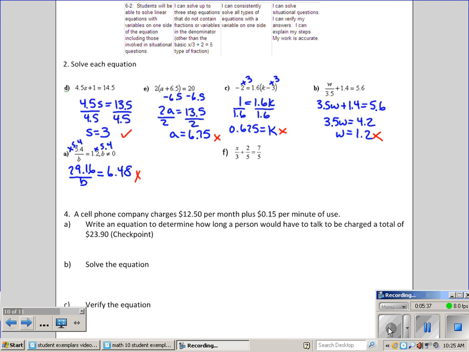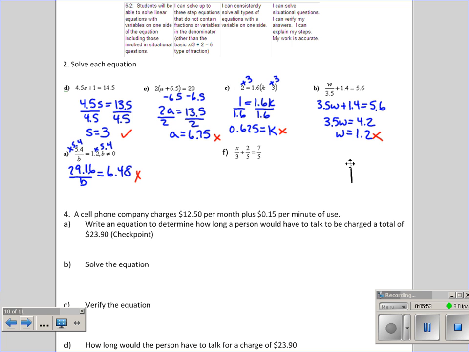I would give this student a 1. They have solved one equation correctly. They did some kind of correct steps in the following questions, but they didn't come up with the correct answers. So this student would get a 1.